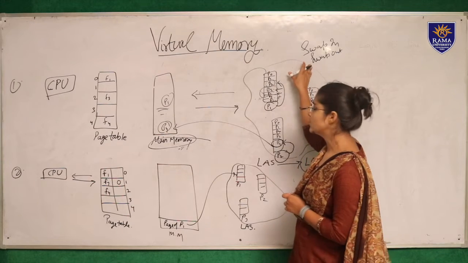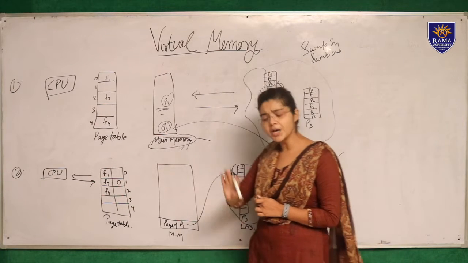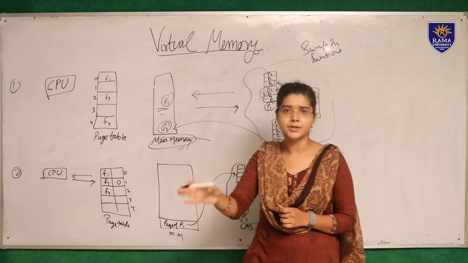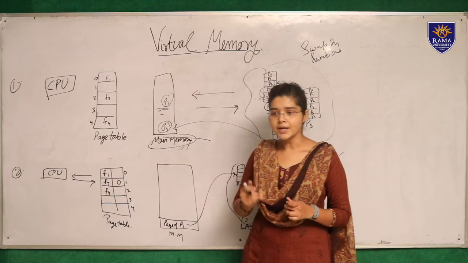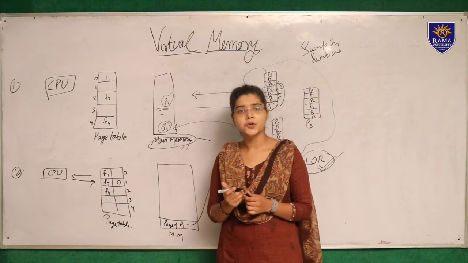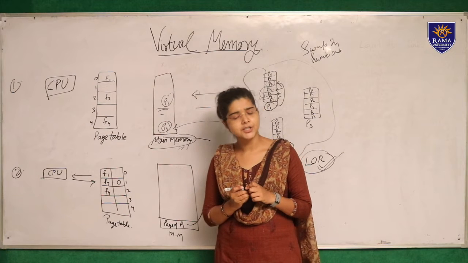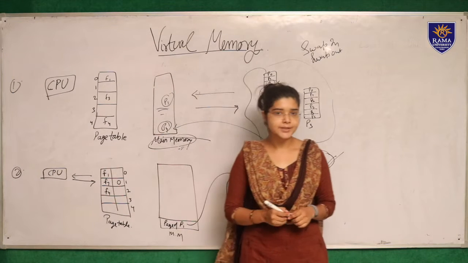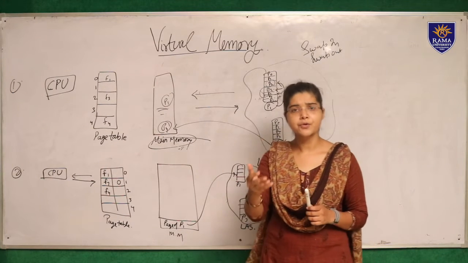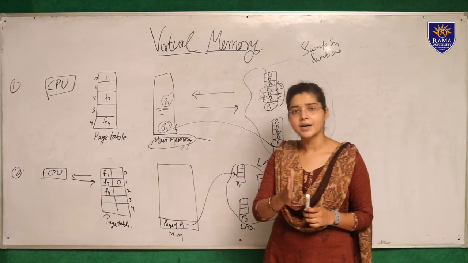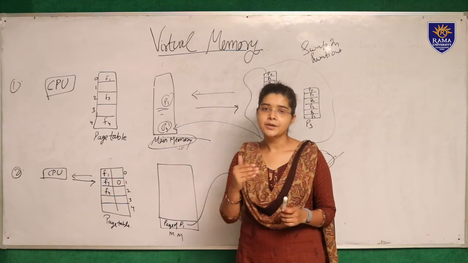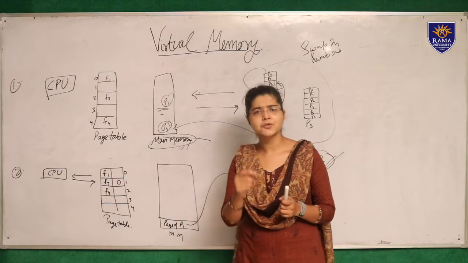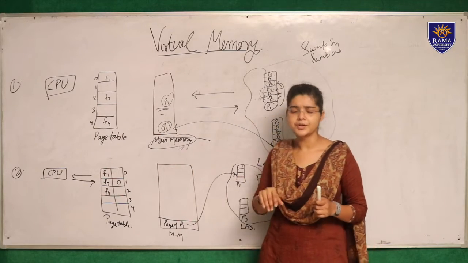For the swap out and swap in process, we use different algorithms, called page replacement algorithms. Basically it is a paging concept. The first one is FIFO, first in first out, then LRU, least recently used, and the third one is optimal page replacement. I'm just giving you a summarized point of view of all three.